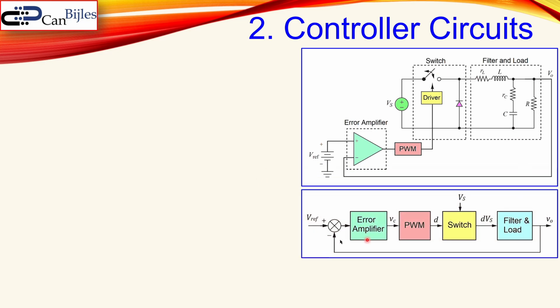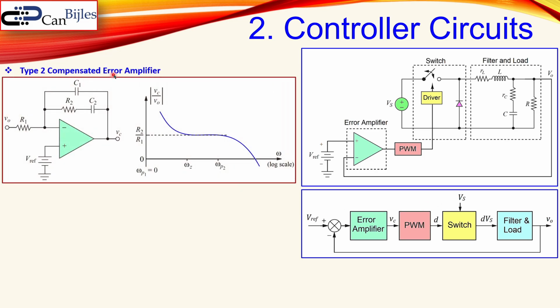And that will be then given in this controller block diagram. You see here the switch, the filter and load. This is just a transfer function from here to there. You see here the VS, which is of course the input for the switch, and the output is the part of the input, which is the duty cycle times the VS. You see here the PWM, I mean, this is the modulator and the error amplifier, and then you see the complete loop. Okay, let's see first what the type 2 compensated error amplifier is.